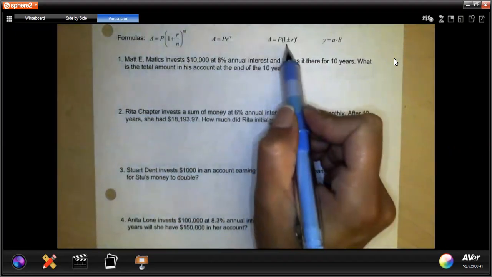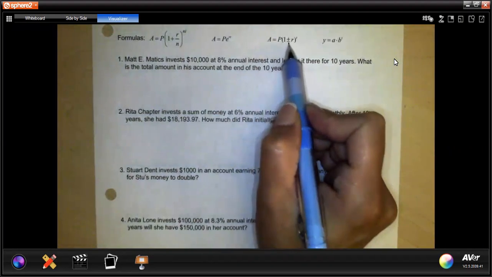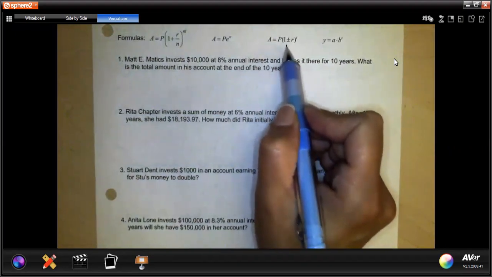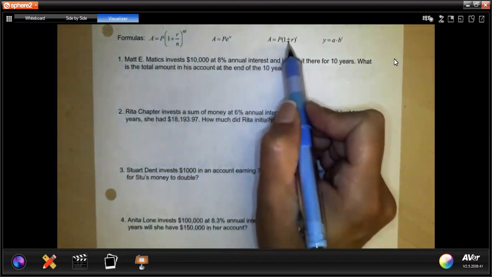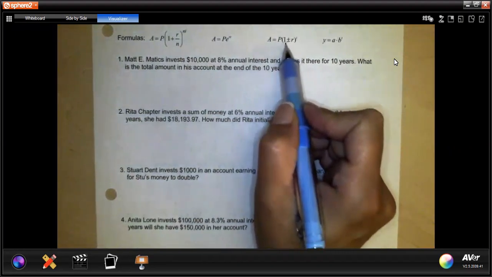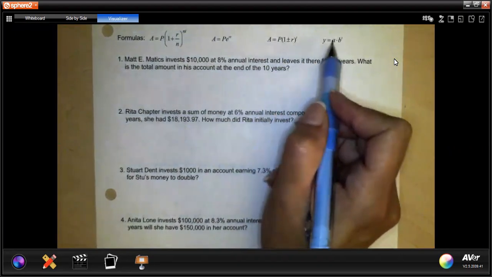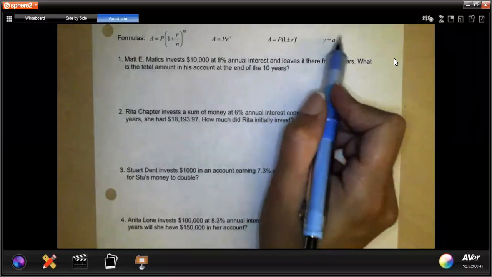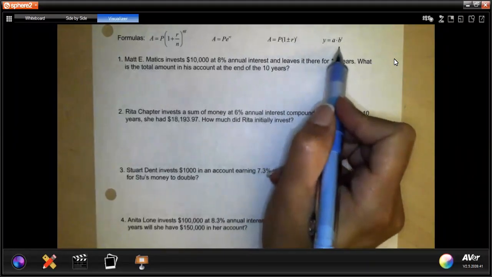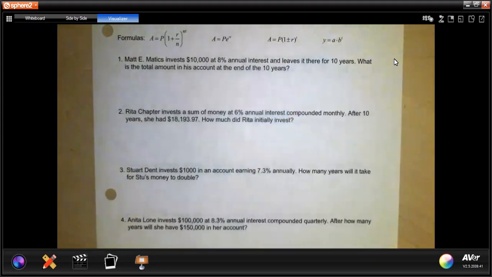For simple growth and decay, we're using the 1 plus or minus r. So if it is appreciating, so increasing, you're going to use the plus. If it is depreciating or decreasing, then that's when you would use the minus here. And then our basic growth and decay is this one right here. So we're going to use this one for the doubles, triples, half-life, and those that give us the growth or decay factor. All right, so we'll start with the first one here.